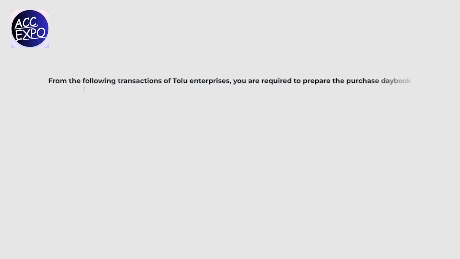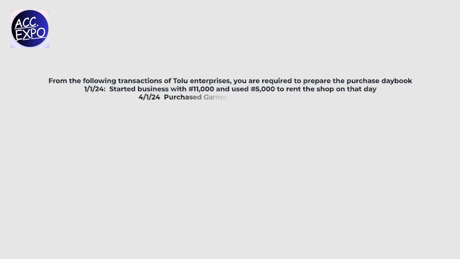Now, for better understanding of this topic, we are going to use this illustration exercise to prepare our purchase day book. On 1st January 2024, he started business with 11,000 naira. That's not an entry into the purchase day book. Then out of the money, he used 5,000 naira to rent the shop apartment, then purchased a garment rack with 3,000 naira cash on 4th of January.